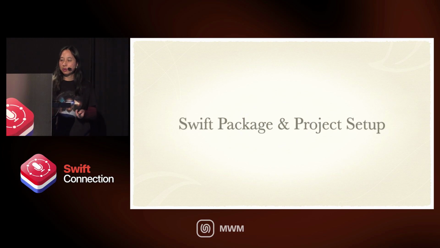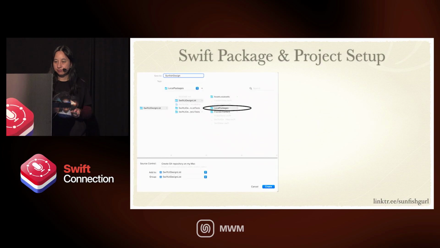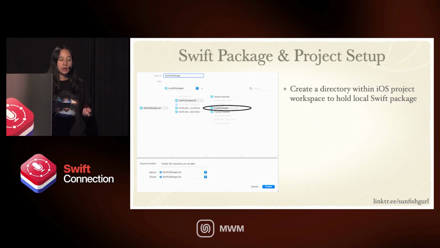So let's start by going over setting up the Swift package and project workspace. Since we want to start by creating a local Swift package that you can build in tandem with your iOS project, you do this by creating a directory within your iOS project workspace to hold your local Swift package. And you do that by going to Xcode, File, New Package.